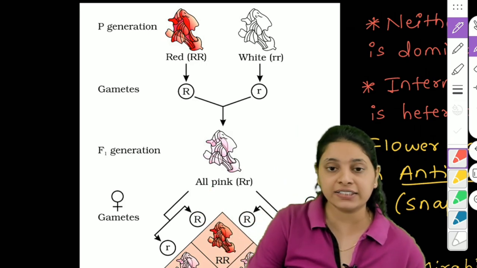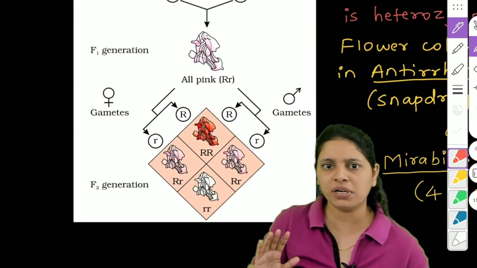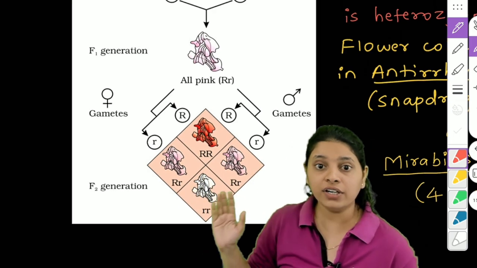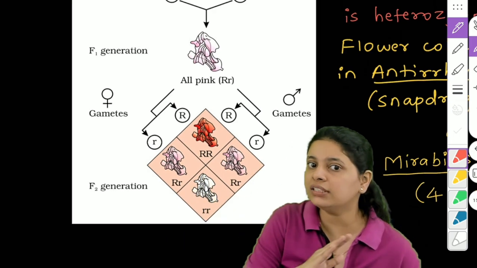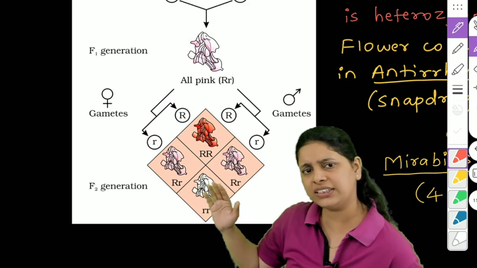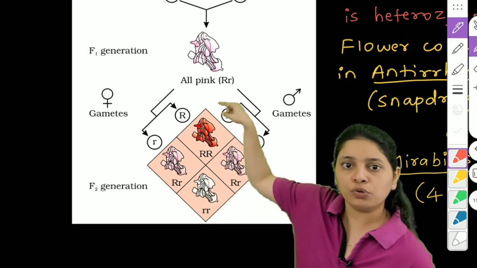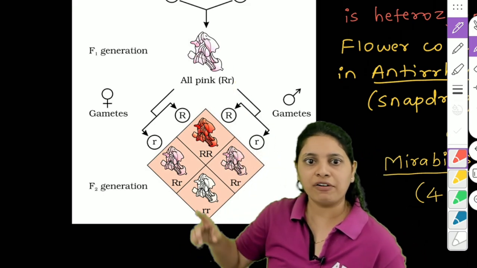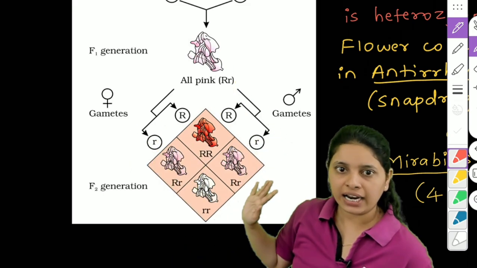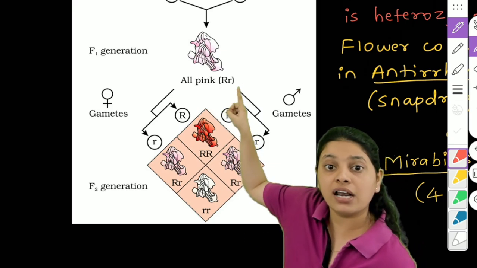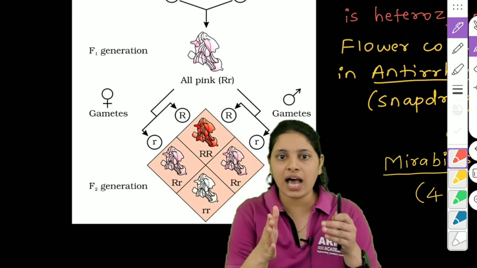Now, what will be the next step? Same as the normal monohybrid cross. This is also a monohybrid cross, but here the law of dominance is not applicable. Here we have incomplete dominance. Okay, so the same steps will be there. We will do self-pollination in the F1 generation plants, and we will have the female and the male gametes. As the genotype of the F1 generation plants is capital R small r, this capital R and small r will separate.